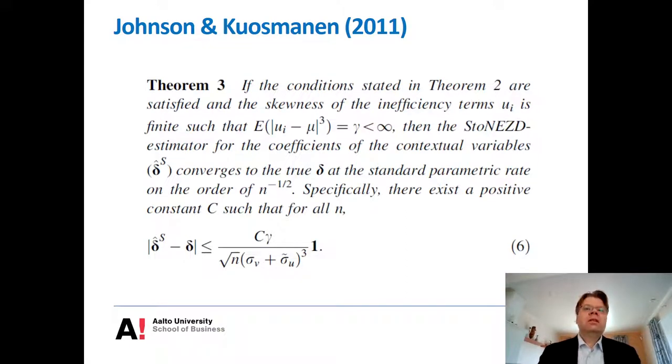Another theoretical result that I do not really go through in detail, but I just briefly state, is that we show that the one-stage estimator for the coefficients of the z variables, so this parametric part, also converges to the true delta coefficients at the standard parametric rate. So the rate of convergence is no different from the usual regression analysis as far as this parametric part is concerned. So this relates to this question of curse of dimensionality in the case of nonparametric estimation.